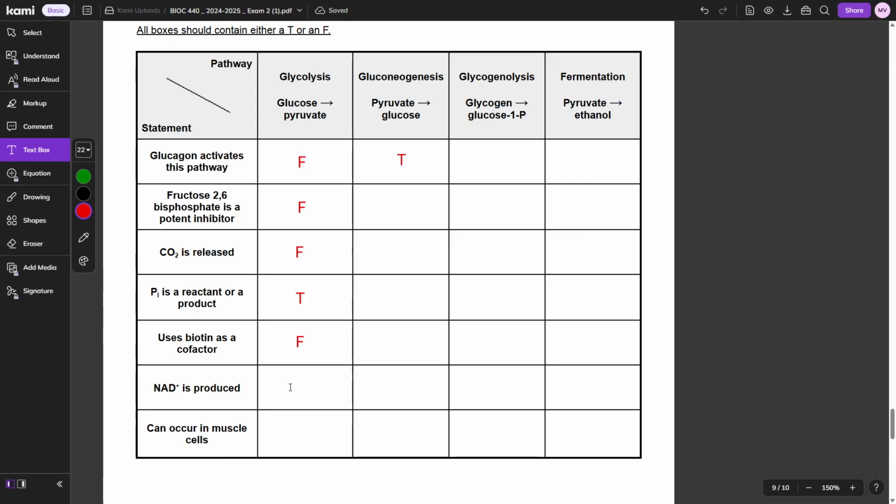NAD plus is produced. Is it produced or made in glycolysis? It is in fact made. It is made in glycolysis, so it is not produced. Can occur in muscle cells? I sure hope it can occur in muscle cells, or we'd be in a really bad spot. So, yep.